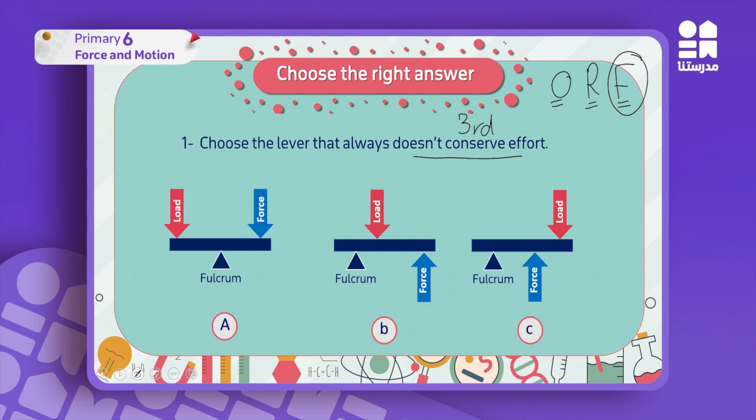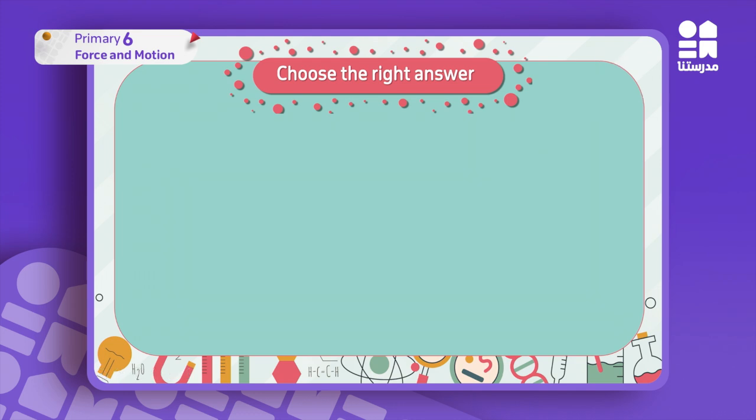Here I'm searching for the force. This one fulcrum يبقى wrong. This one resistance يبقى wrong. This one force يبقى this is the right answer. So let's see the answer. This is the right answer. طيب let's move to the other slide.